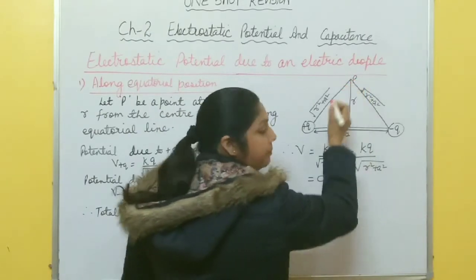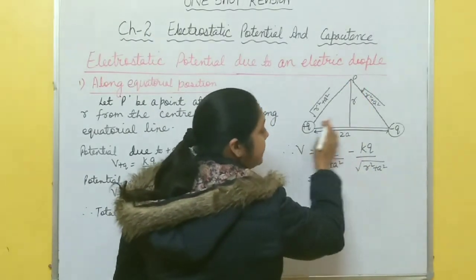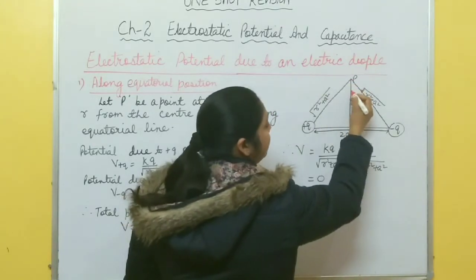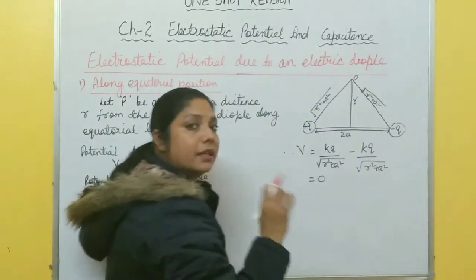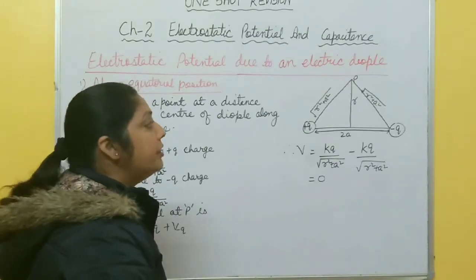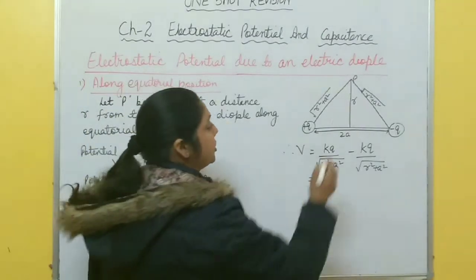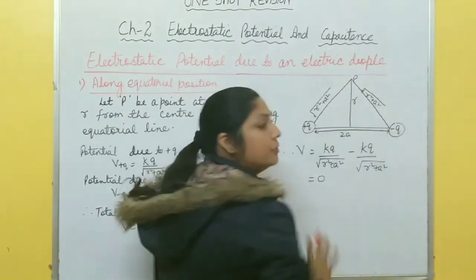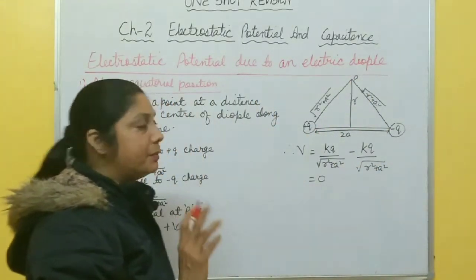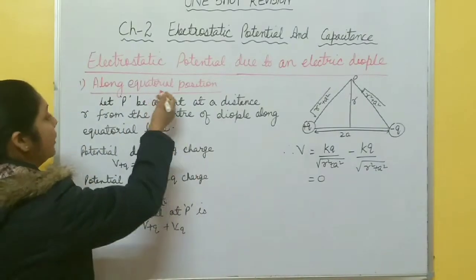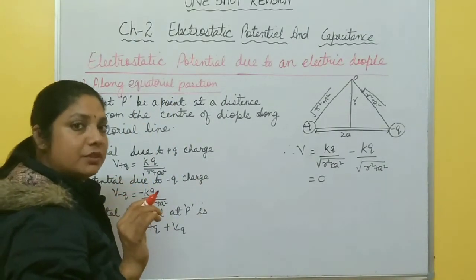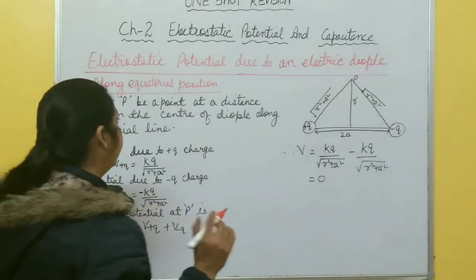Suppose this is a point P and this is the perpendicular bisector of this dipole. So this point P is at the equatorial position; every point on this line is an equatorial position. Now you have to calculate the total potential at point P due to these two charges. In the previous one, along the axial position, I wrote x by mistake. You just correct it, write r, okay?